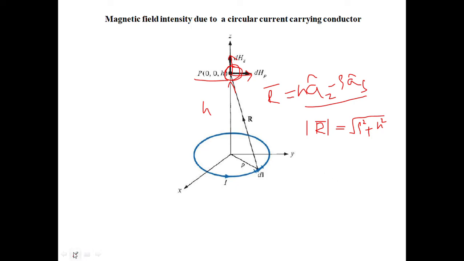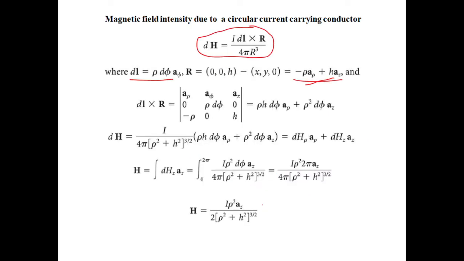Now how to determine dl? I'll draw a line like this. The length of this line is rho, and the angle according to the cylindrical coordinate system will be d phi, right? So the length of this one will be rho d phi, into a phi cap. So it is along the phi direction. This is the way phi changes, so the unit vector is a phi cap. This is the dl vector, rho d phi a phi. So we got all the values we require, and we are just substituting them here.